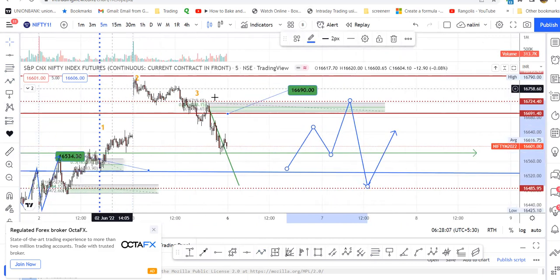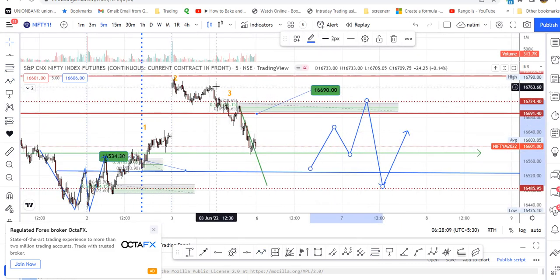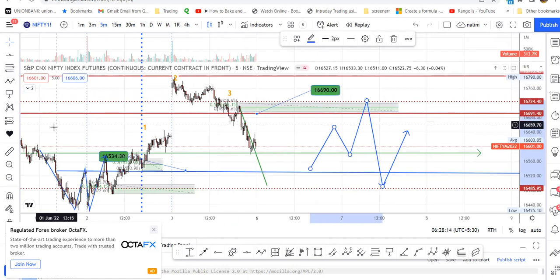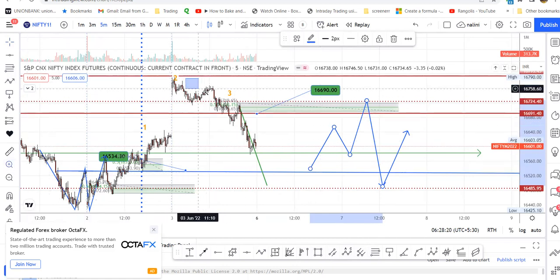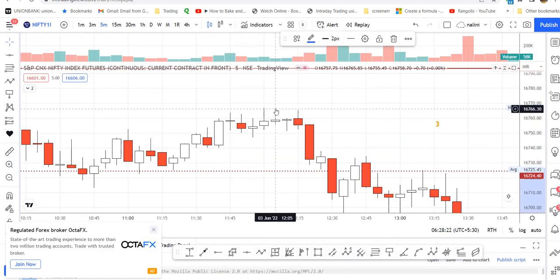Or even it can go up to this higher level. This is the 50% of the second candle. 50%. Is there any order block? Let me check. Yeah, there is an order block.